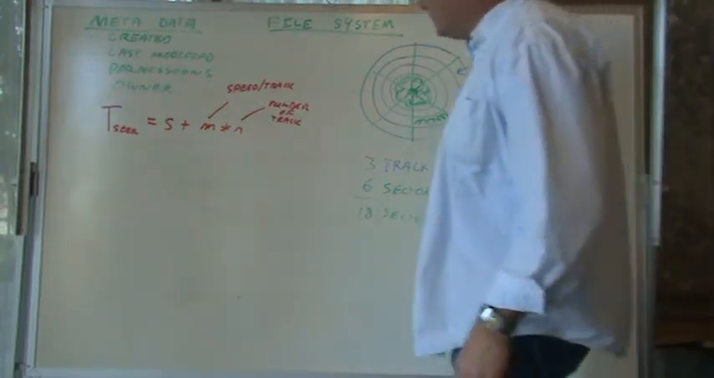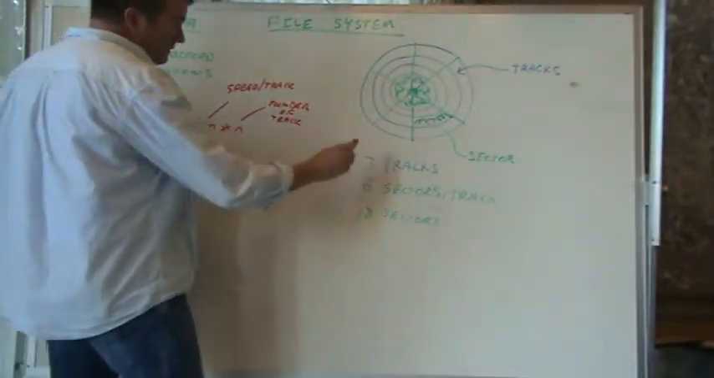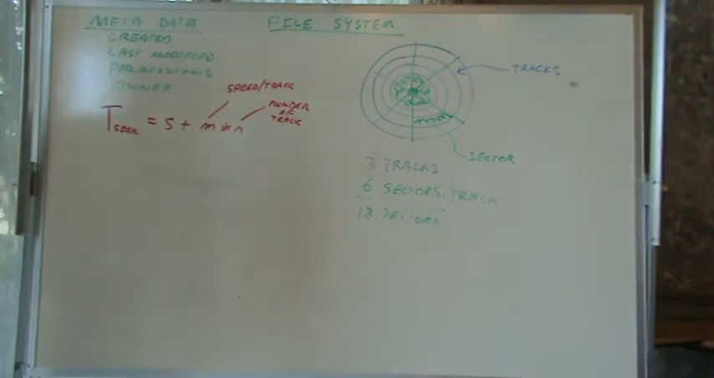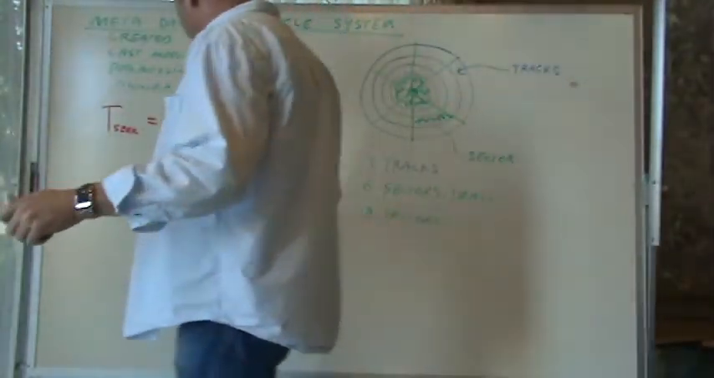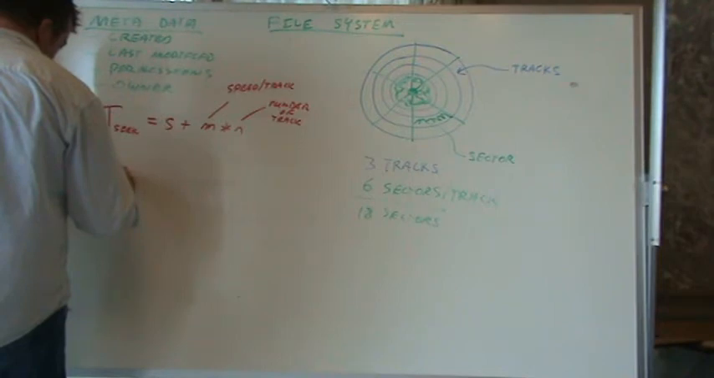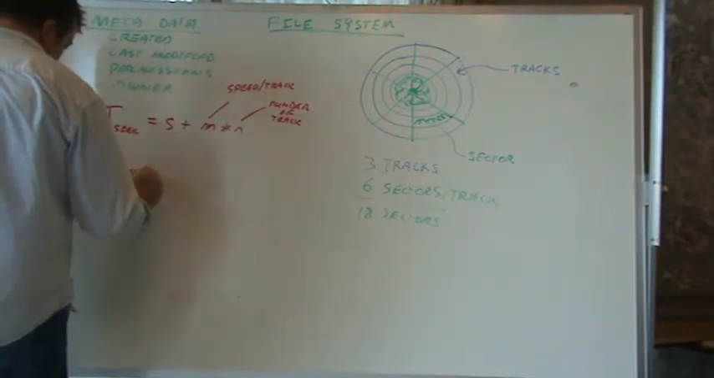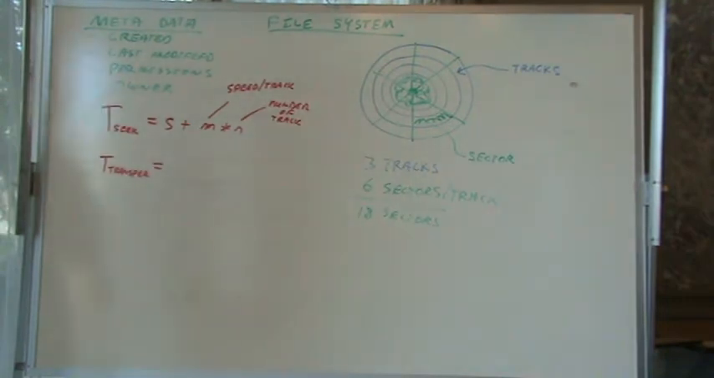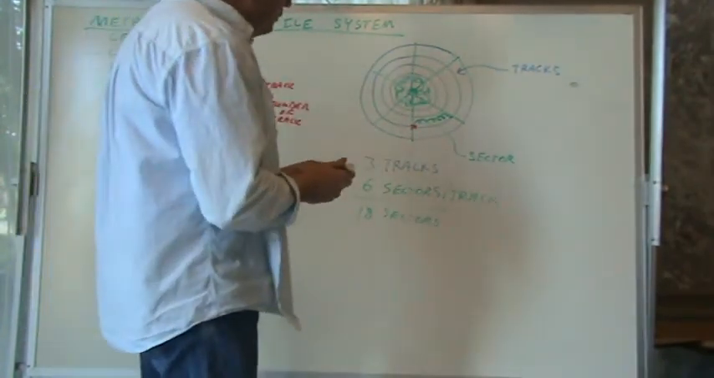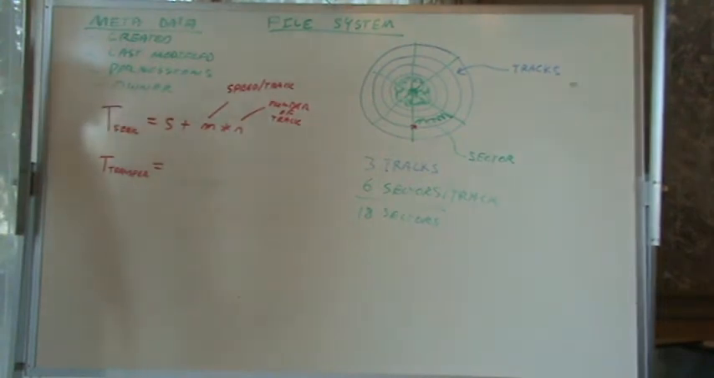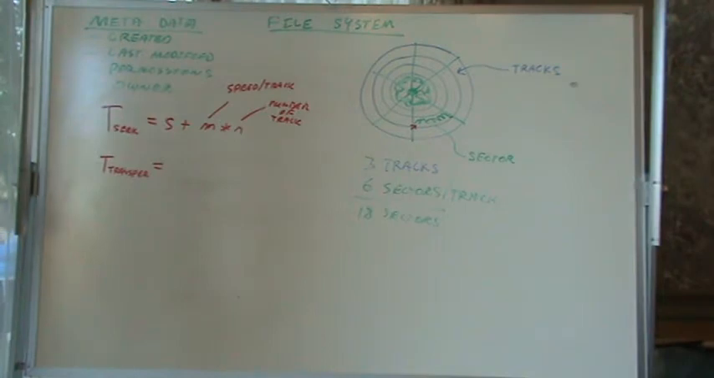Okay, so now suppose we have found the beginning of our file. How long would it take to read the file into memory? So maybe we could call this the transfer time. Once we've now hit the beginning of the file, we've done the seeking part, so we have found the beginning of the sector where our file starts. Now we want to start reading in the entire file. How long would that take?